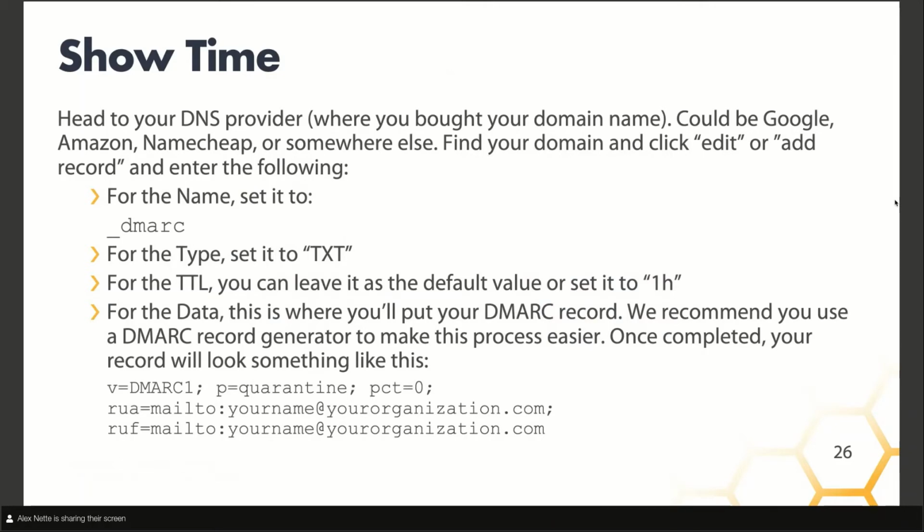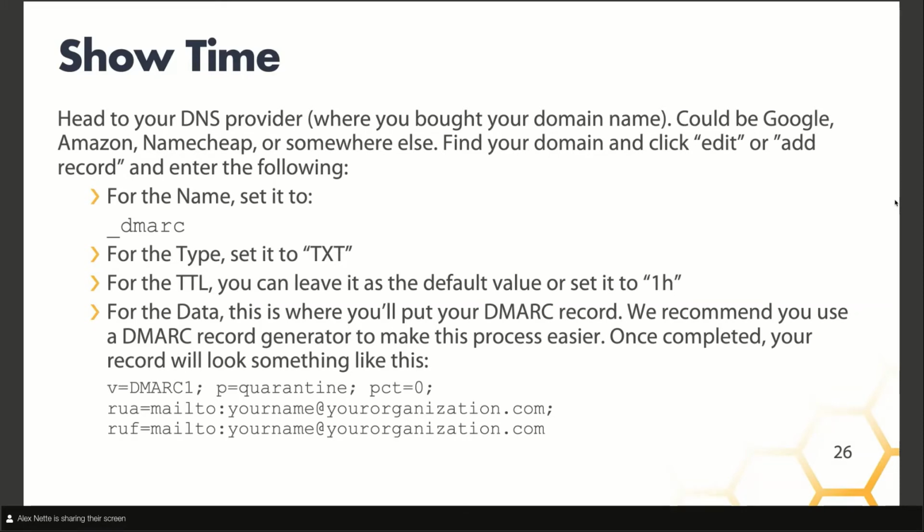edit screen, for the name, you're going to set it to _DMARC. And for the type, you'll set it to a text record. And the time to live, you can leave it as the default value or set it to 1 hour. For the data, this is where your DMARC record is going to go. And we recommend you use a DMARC generator to make this process easier, but we're going to step through all of the parts here to explain how to set it up properly.